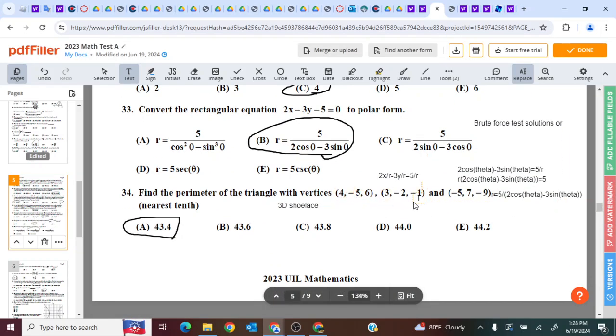This we can use our 3D shoelace program. Put each of the x values into L1, 4, 3, -5, the y values in L2, and the z values in L3. Then go to polygon. There are 3 sides. And click on 3D shoelace, and it will get you a perimeter of 43.4.